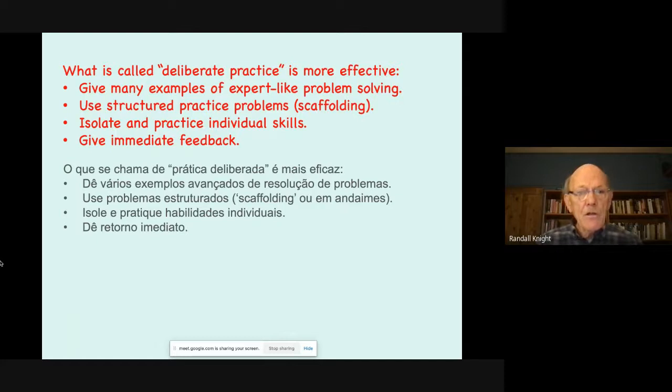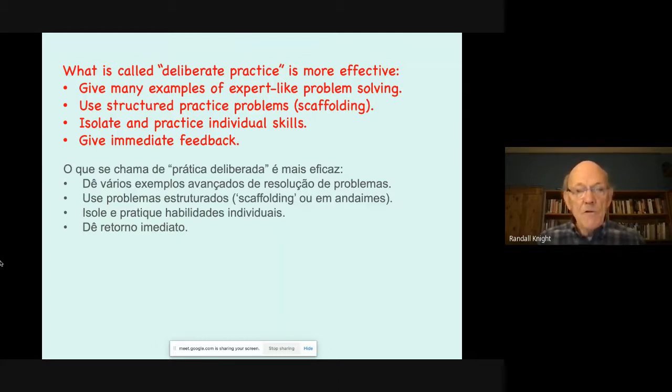Problem solving requires actually many individual skills when you stop and think about it, and those can be isolated and practiced individually. I often like to use the example of sports. If somebody wants to play basketball, you don't just immediately send them out to play a full game. You realize that there are many different skills involved in playing basketball. And when you go to basketball practice, you practice those skills one at a time.